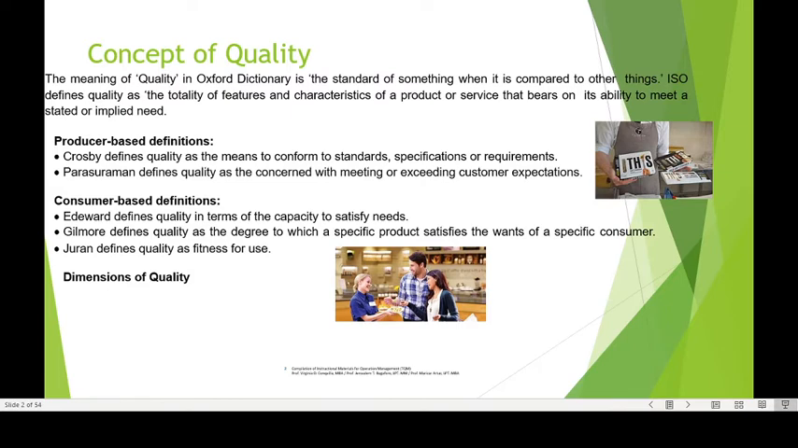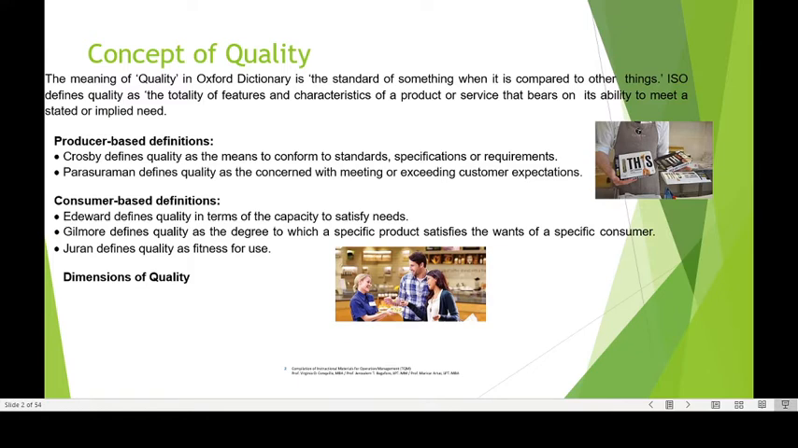Sabi ni Parasuraman, you have to exceed the customer expectation. So, kung ikaw ay worker sa isang company, you have to have a good customer service attitude in order for you to meet this ISO standard. Kasi yung background or feedback ng mga consumers mo ay counted sa tinatawag nating ISO certification.